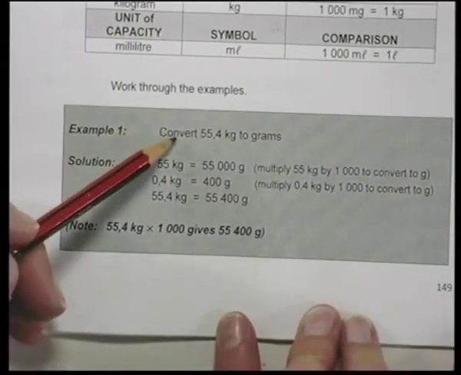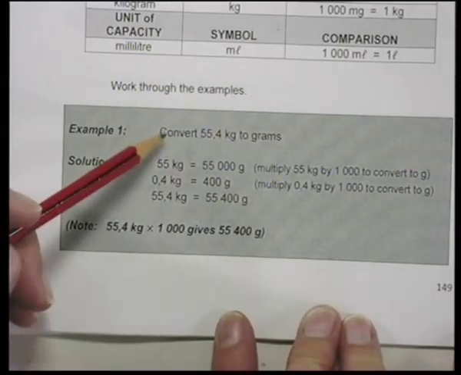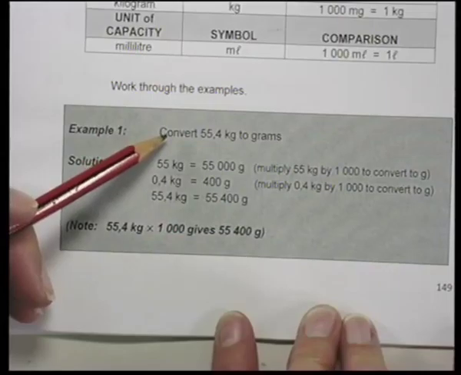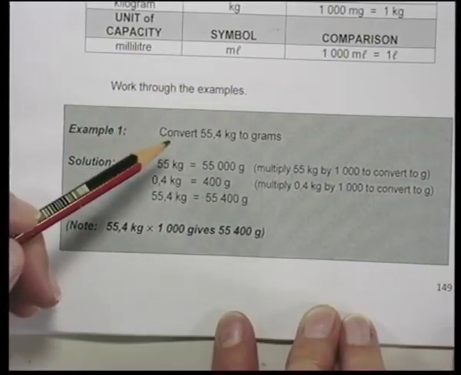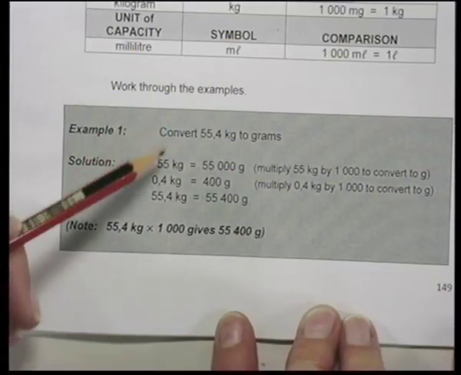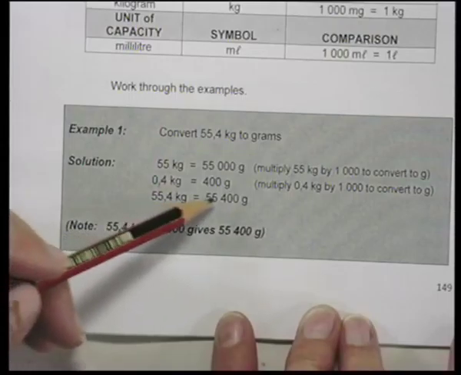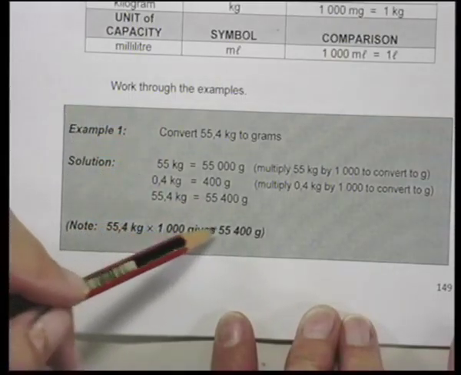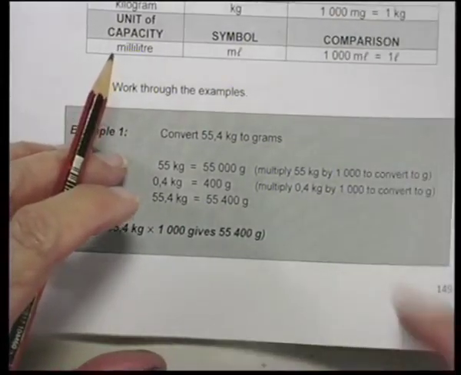Conversions. Convert 55.4 kilograms to grams. We must multiply by 1,000 because there are 1,000 grams in a kilogram. So 55.4 we multiply by 1,000. 55.4 times 1,000 gives us 55,400 grams.